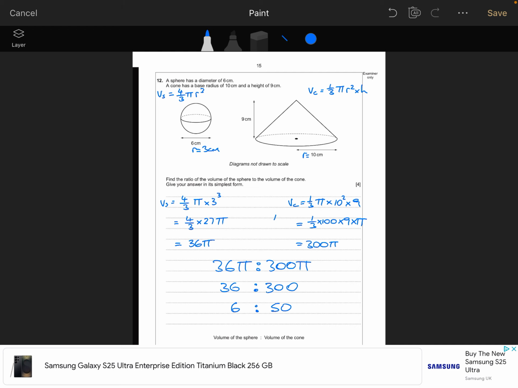And I can't go any further. Oh yes, they're both even numbers. I can halve again, can't I? So that will be 3, and that will be 25. And now I've simplified it as much as possible, and my answer is 3 to 25.